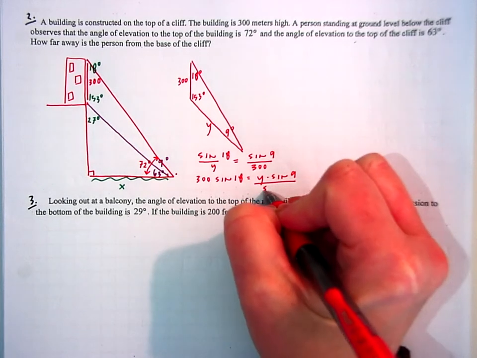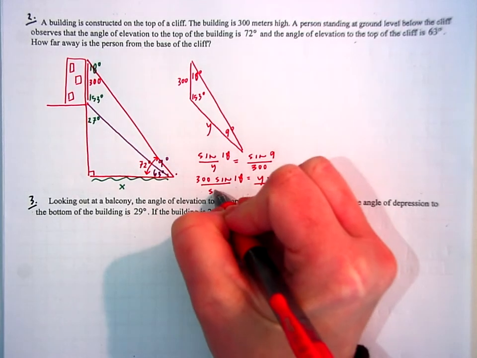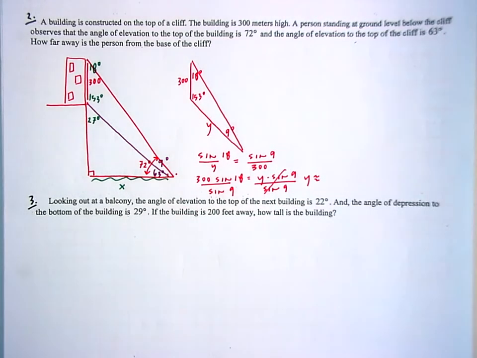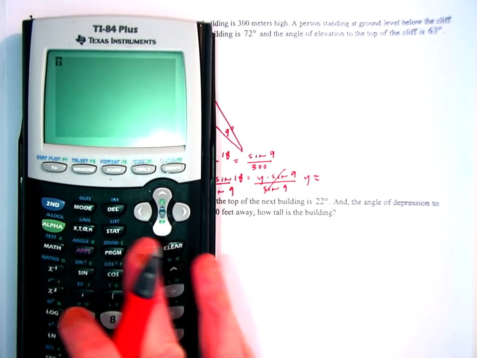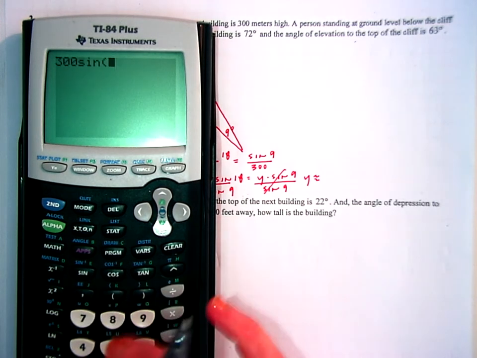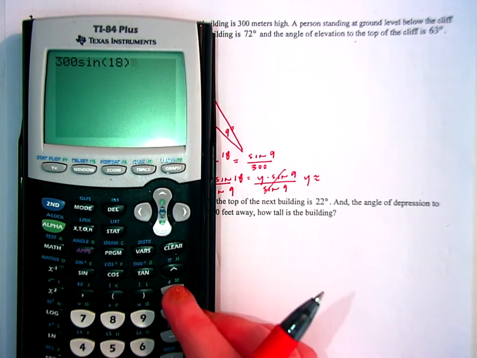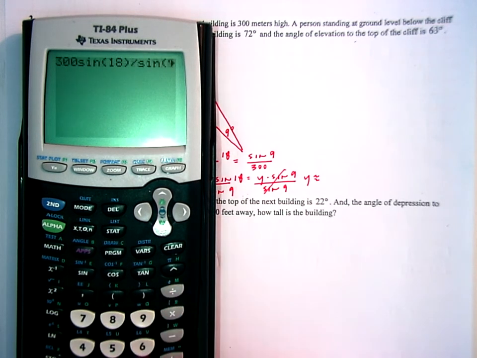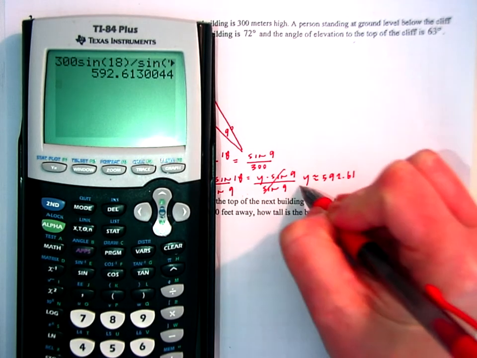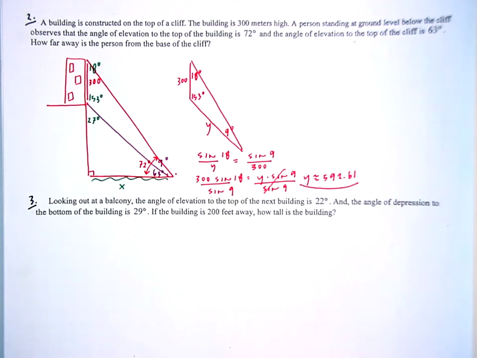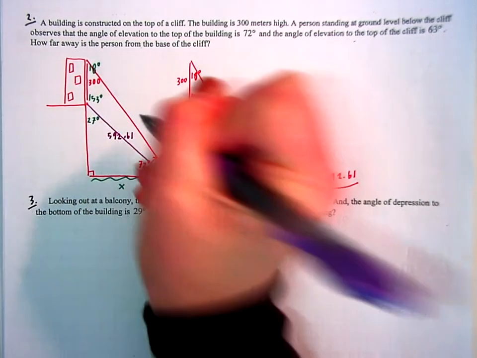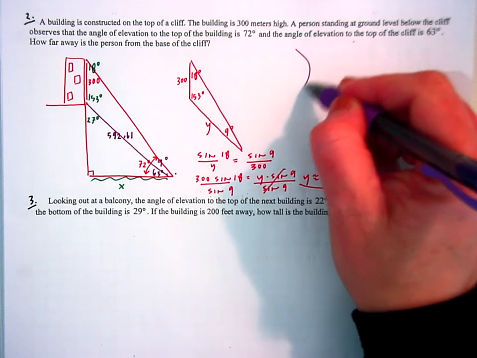And then I'm just dividing away the sine 9. So I'm going to get that Y is about, let me do my little crunching. So here I'm saying 300 times sine 18, and then dividing by sine 9. So right there I get 592.61 meters. So I can add that detail that this is 592.61 meters.